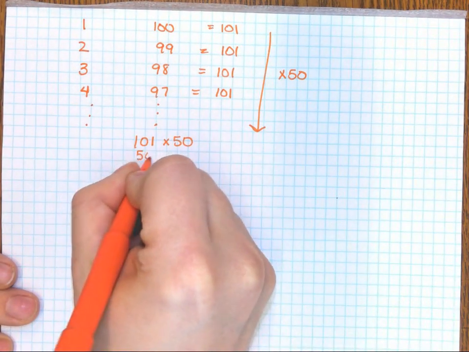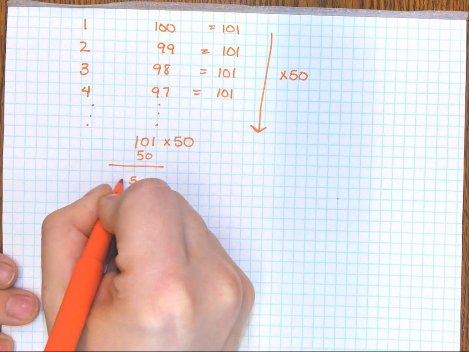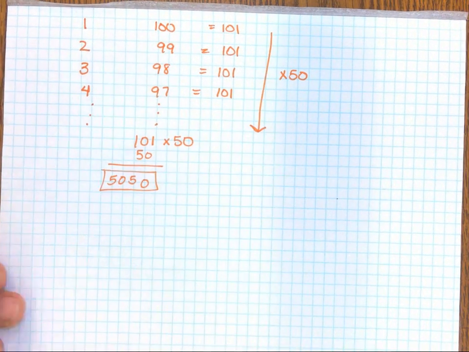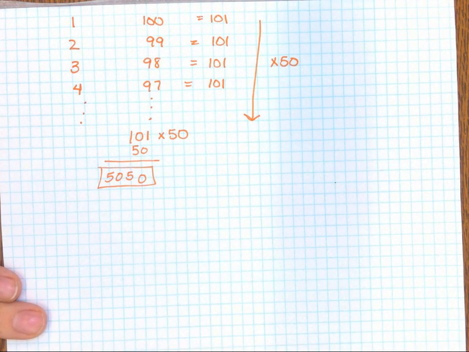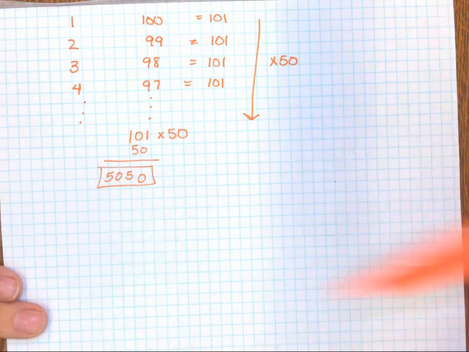So 101, I'm going to write it this way. So we're going to have 0, 5, 0, 5. Walk up to your teacher. I've just done it. That's where this formula comes from.